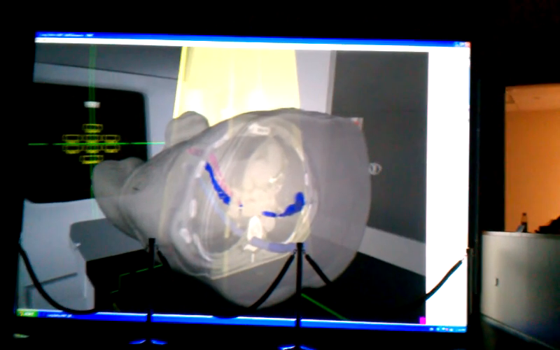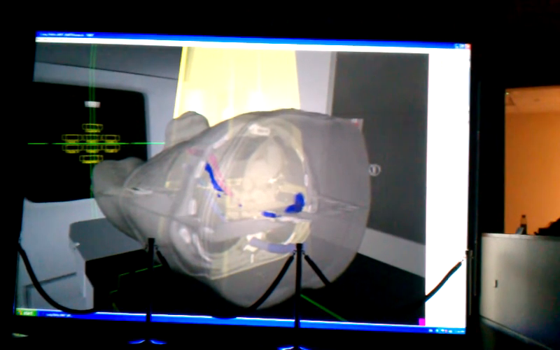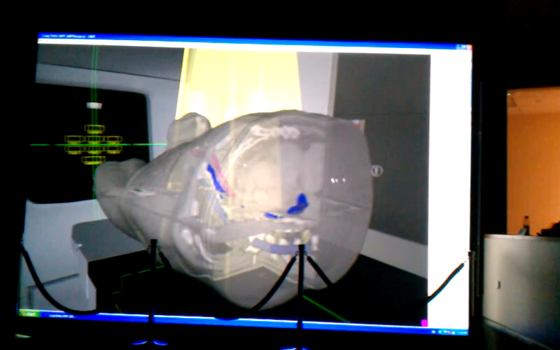I can also turn on, let me go ahead and turn on coronal, sagittal, let's turn all that on, and I can actually turn the patient this way, and we can see the patient here from a coronal view, what I'm kind of looking at.